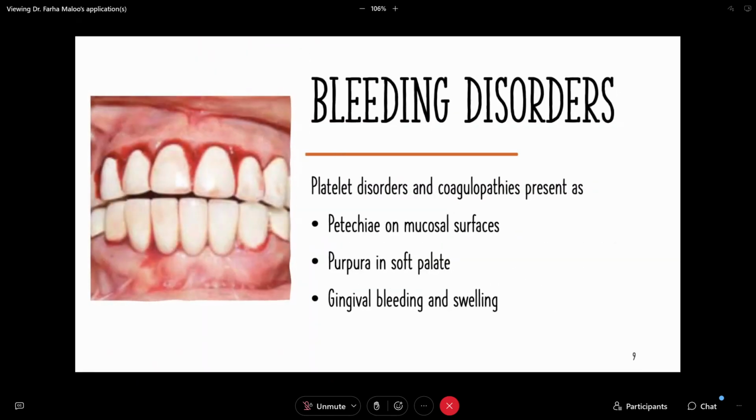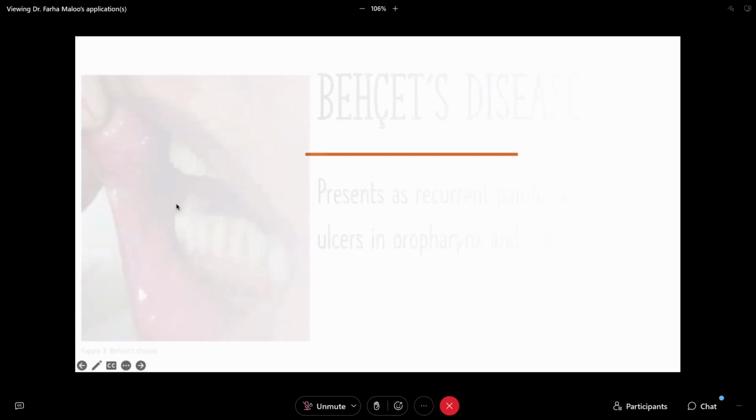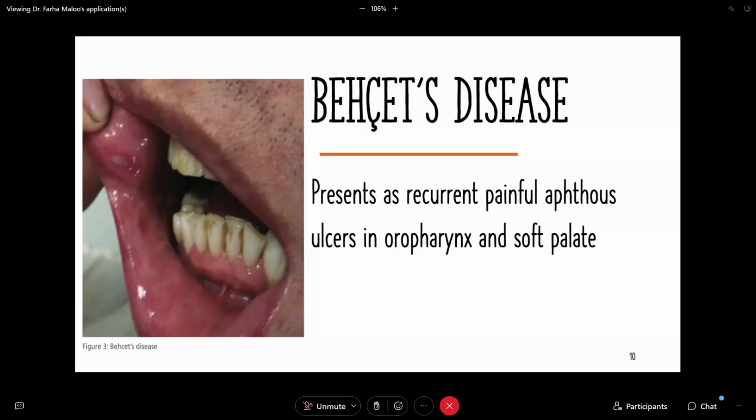Now let us look at how the various bleeding disorders present. Bleeding disorders like hemophilia and von Willebrand disease, along with platelet disorders like thrombotic thrombocytopenic purpura, which is the inherited form of the disease, or idiopathic thrombocytopenic purpura, which is the acquired form of the disease, will present as petechia formation on the mucosal surfaces, purpura in the soft palate, as well as recurrent bleeding of the gums.